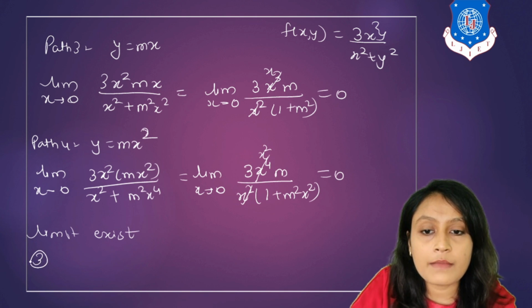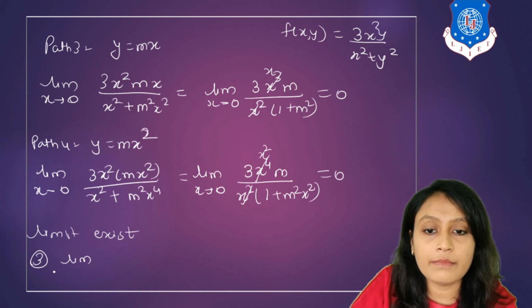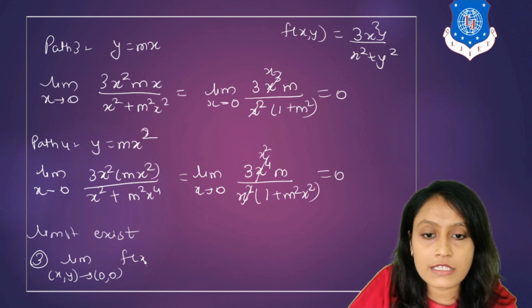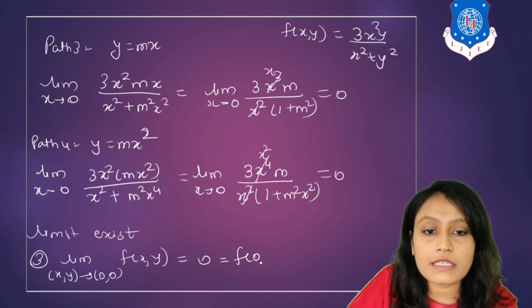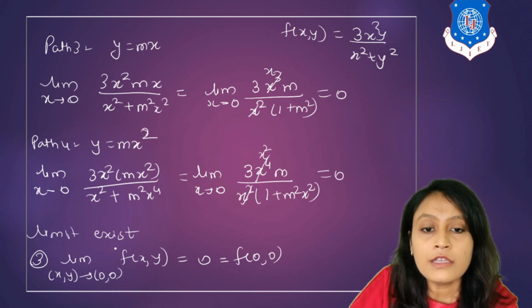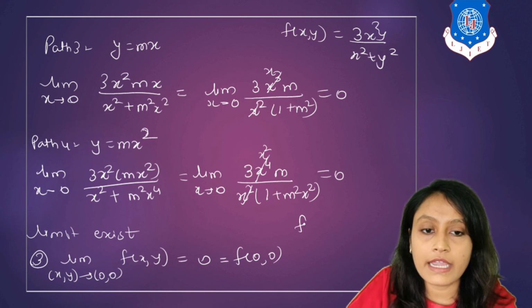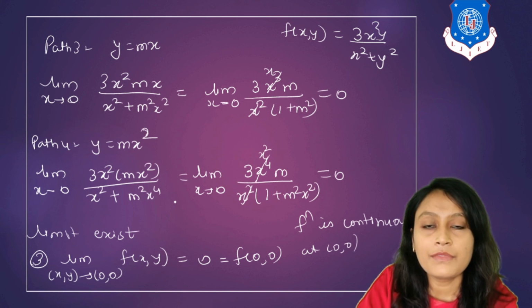Now the third step is to see that this limit as (x, y) tends to (0, 0). Here we have 0, right? This f(x, y) is equal to what? 0, and this is the same as f(0, 0), right? So from this we can say that this function is continuous at the origin, right?